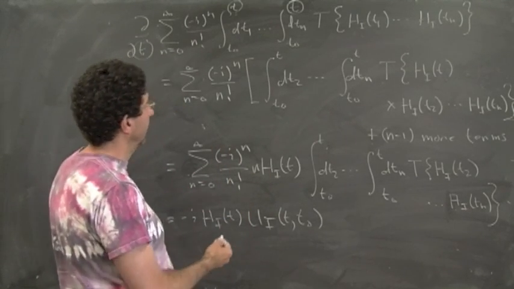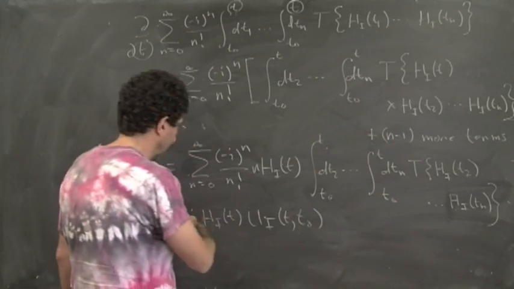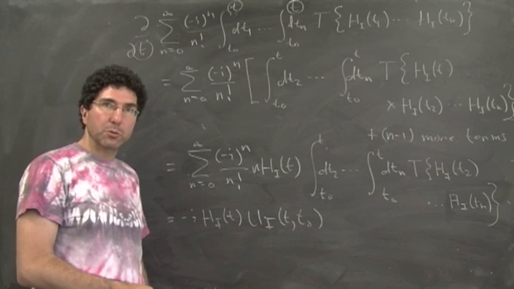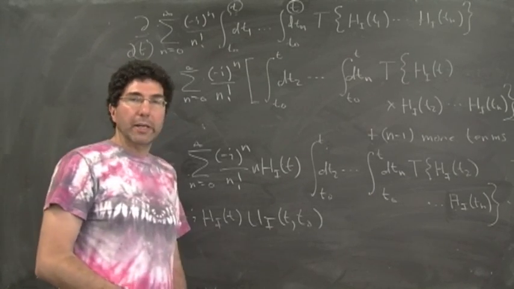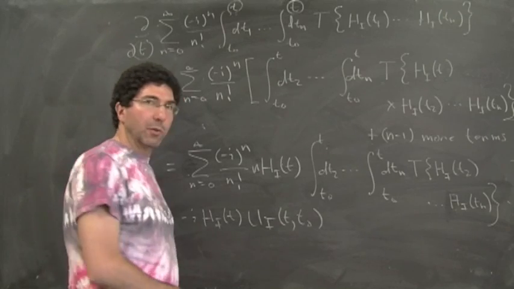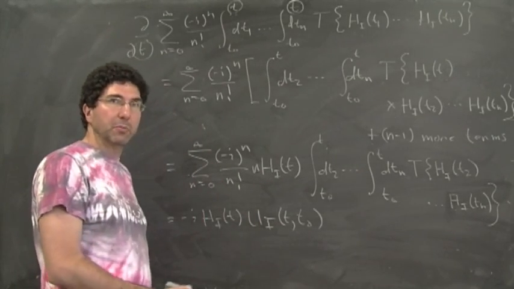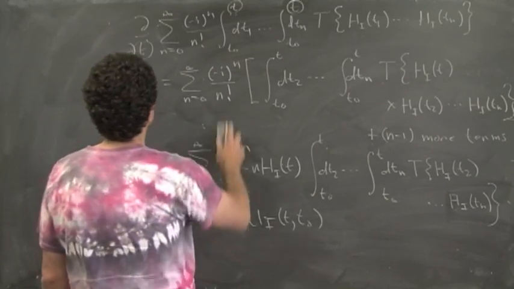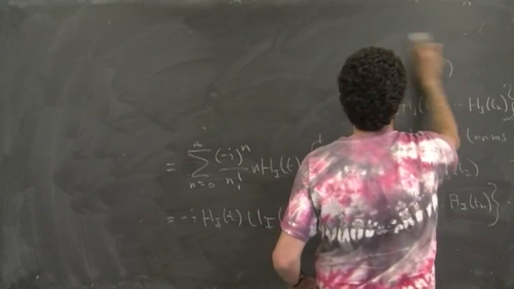So that's the basic reason that I need this time ordering. The time ordering in this exponential allows me to pull the H_I(t) all the way to the left and makes this a true equation. Okay? All right, so that is Dyson's formula. Now, why is Dyson's formula any better than the previous expression that we had for the time evolution operator in the interaction picture?